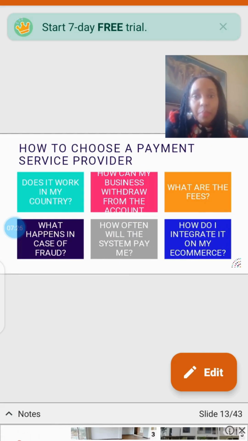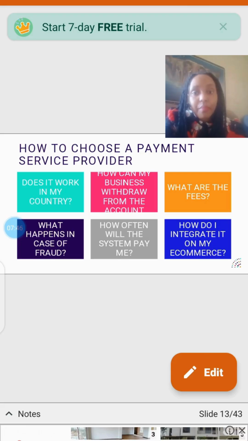So how to choose a payment service provider? Number one, does it work in your country? M-Pesa does not work in other countries. It's not all over the world. It's mostly for Kenyans and probably East Africa. And so if you want to ship your products outside, you must also include something like PayPal or Stripe.